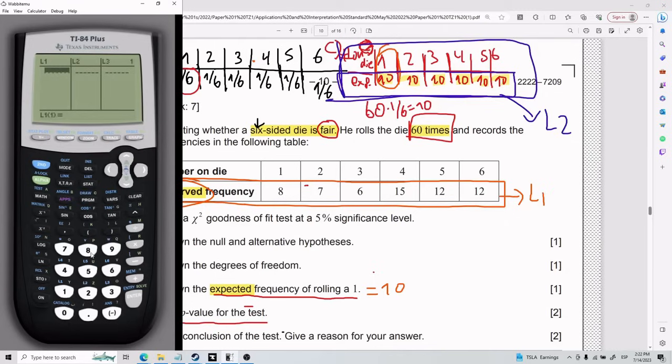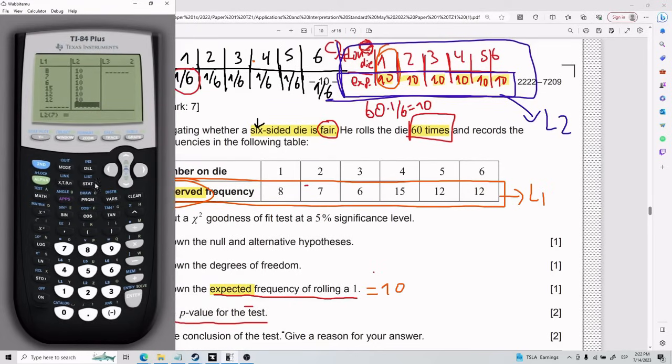L1 has to be 8, 7, 6, 15, 12, and 12. Take a second, double check. Looks beautiful, just like you today. L2 is going to be 10, 10, 10, 10, 10, 10. Great anime. Go Naruto. Alright.